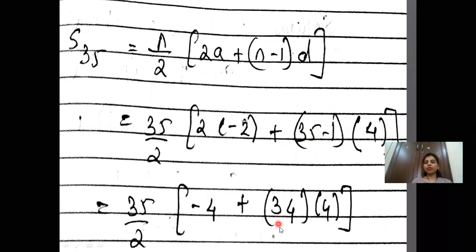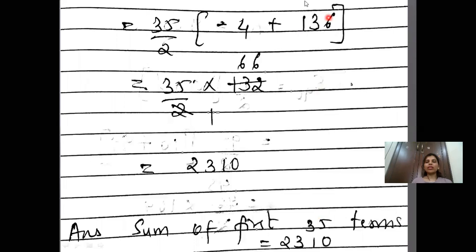35 minus 1 is 34, 34 into 4, we'll get the value 136. 136 minus 4, we got value as 132. We'll divide this with 2, we get the value 66. 35 into 66, we got 2310. That is 2310. So that is the sum of first 35 terms.